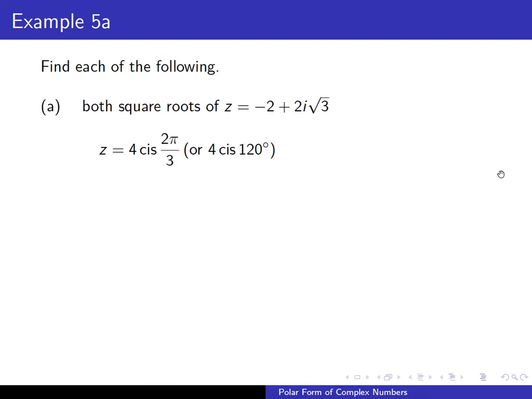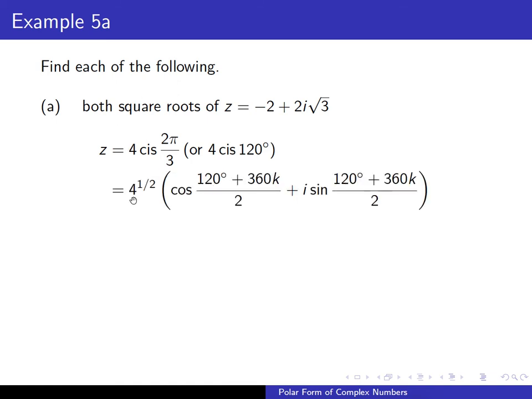So writing it in polar form, we get modulus is 4, x squared plus y squared is r squared, and then the angle is 2 pi over 3, or 120 degrees. So I'm going to use 4 cis 120 degrees because the degrees are easier to work with. So we're going to take the square root of 4, and then we're going to take that 120 plus 360k, and since it's square root, we're going to divide it by 2. So square root of 4 cis 120 plus 360k all over 2, which is cosine 120 plus 360k over 2 plus i sine 120 plus 360k all over 2.